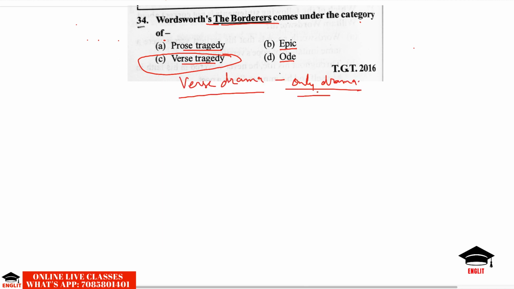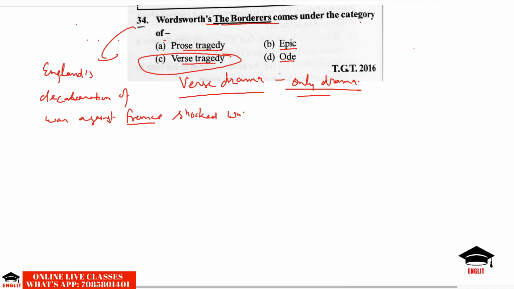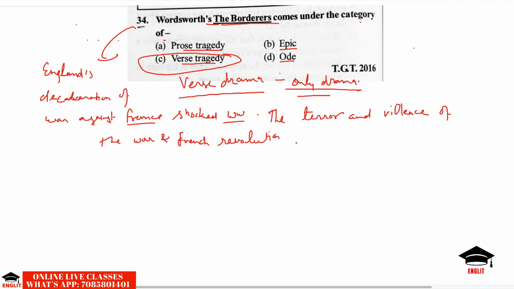Next question. Wordsworth's The Borderers comes under the category of prose tragedy, verse tragedy, epic or ode. So it was verse tragedy, it was verse drama, and it was his only venture in the field of dramatic poetry, in the field of drama. Actually, England's declaration of war against France shocked him sorely, shocked William Wordsworth. However, the terror or the violence of the war and French Revolution shocked him even more deeply, and he came to realize the disillusion and the depressing effect of warfare on him.